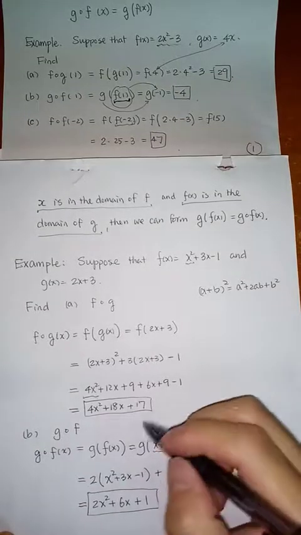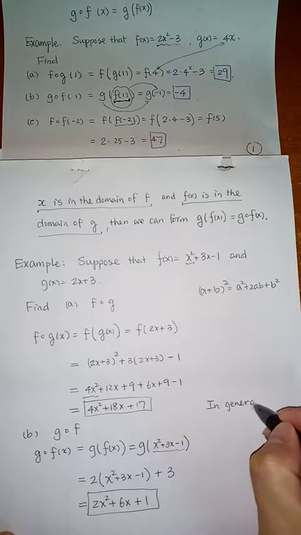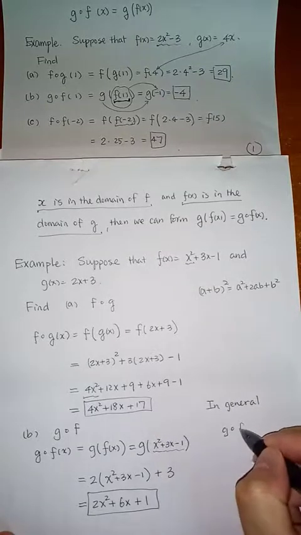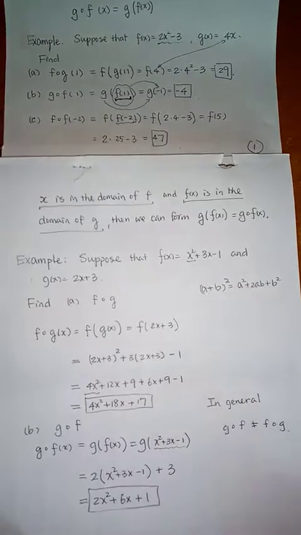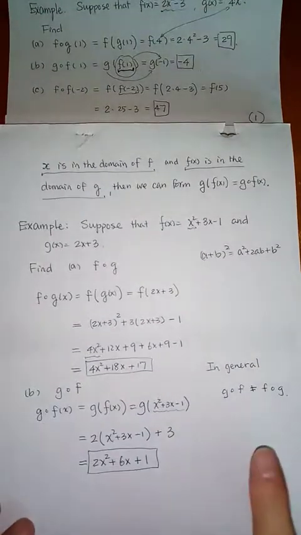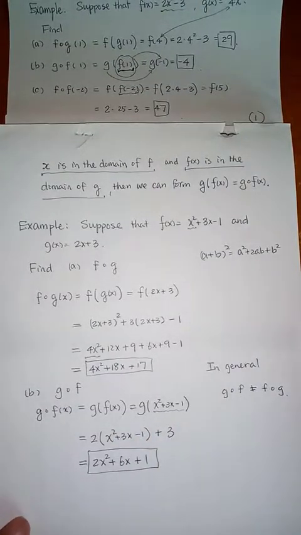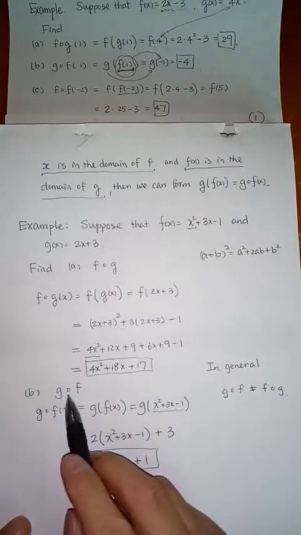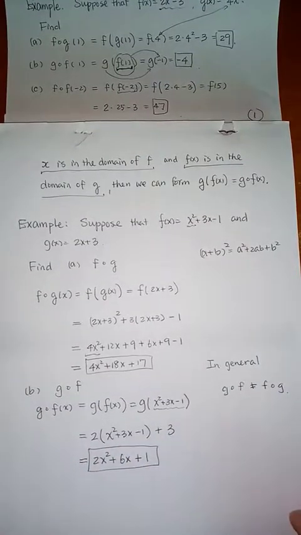So you see here, in general, g composed with f is not equal to f composed with g. We call it not commutative. You cannot change the order. Once it is presented or required in the problem, you cannot change it by yourself. Okay, so that's f composed with g, g composed with f.